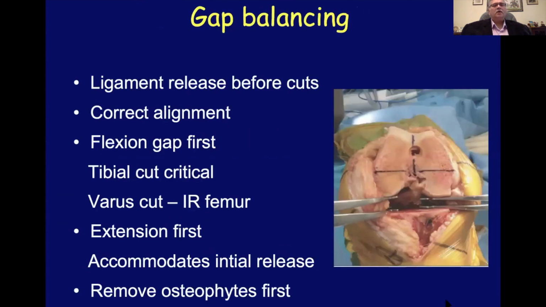On the other hand, when you look at gap balancing, you start with the tibia first. You almost do the ligament release before the cuts. You achieve a correct alignment. If you do the flexion gap first, the tibial cut is extremely critical. A varus cut will lead to an internal rotation of the femur. If on the other hand, you do an extension first, it accommodates the initial releases better. But either way, please remove the osteophytes first.